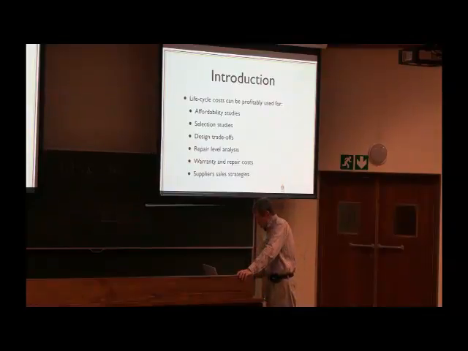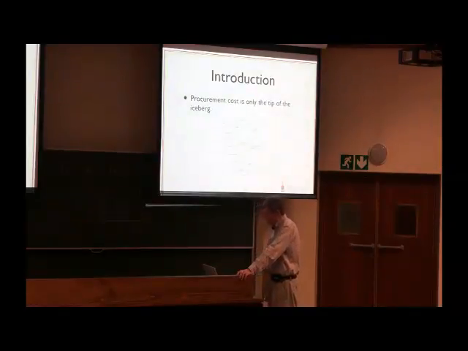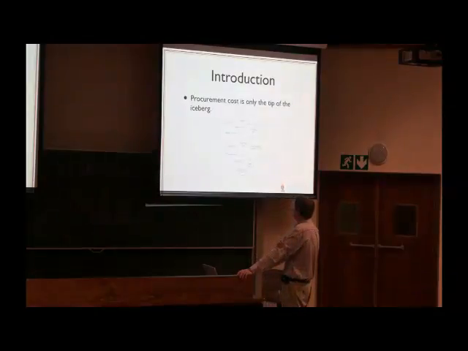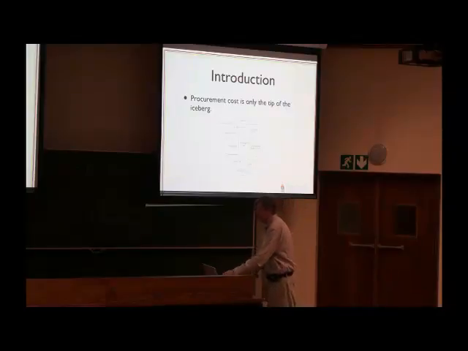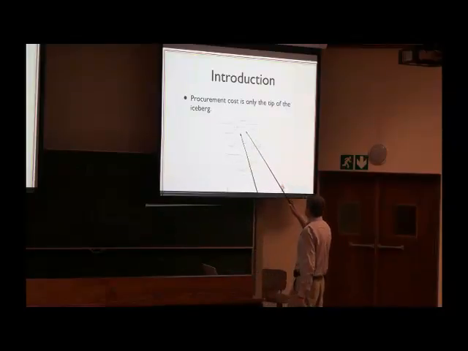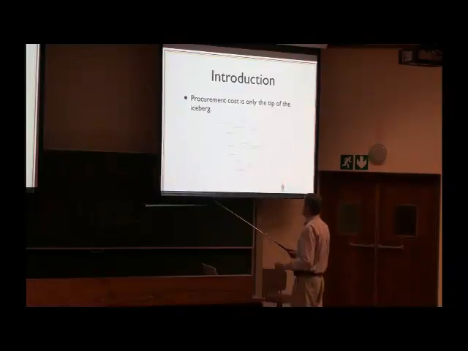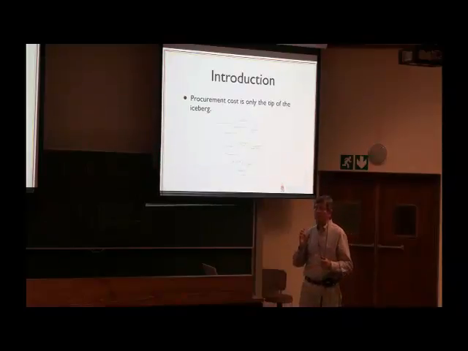And then this comes from Benjamin Blanchard in the systems engineering books: procurement cost is only the tip of the iceberg. There you have the acquisition cost, which is the only cost that you see above the water level here. But really what you buy, you buy all of this. And you only see that little tip.